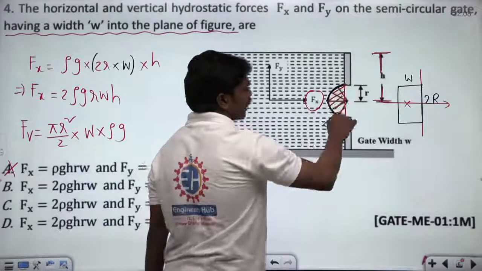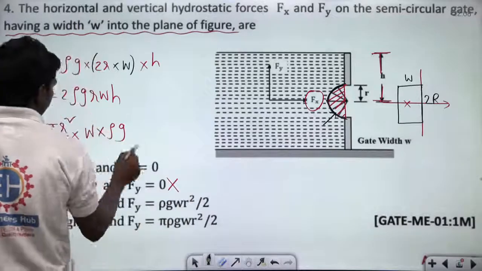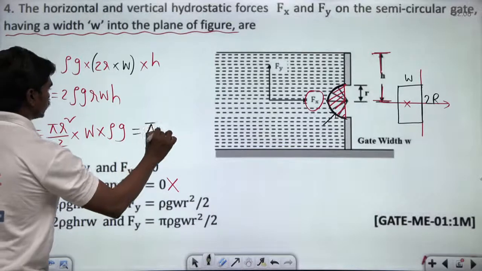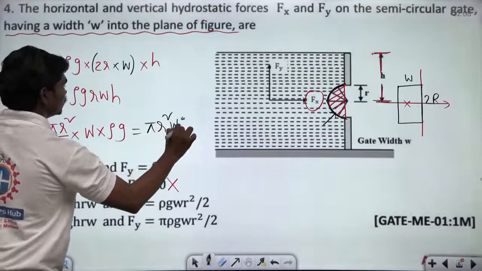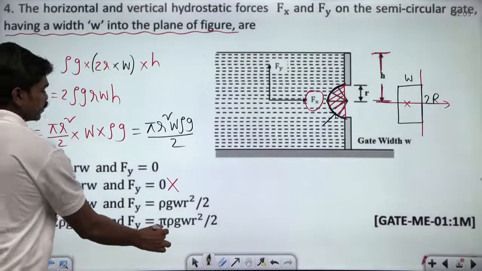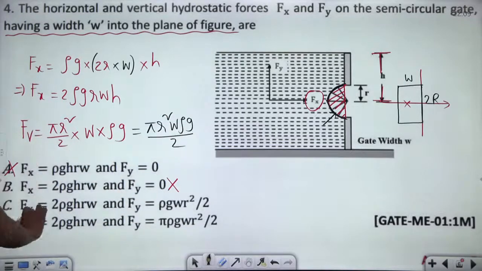As of now, we have this curved surface. So this curved surface will give you a pressure force which is equal to this. If you simplify the expressions, it is pi r square w rho g by 2. This is what we have, and this is somewhere here: pi rho g w r square by 2. Yes, so D is the correct answer.